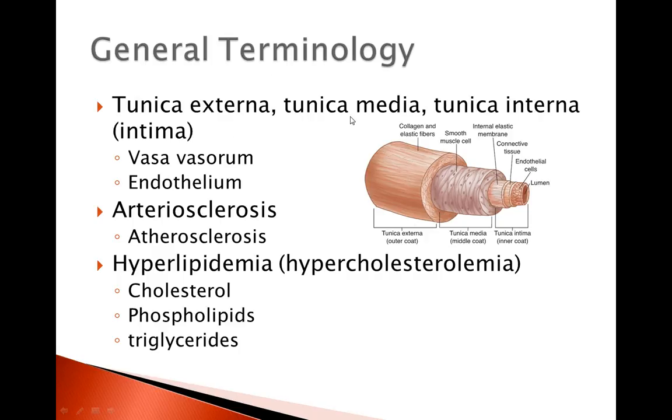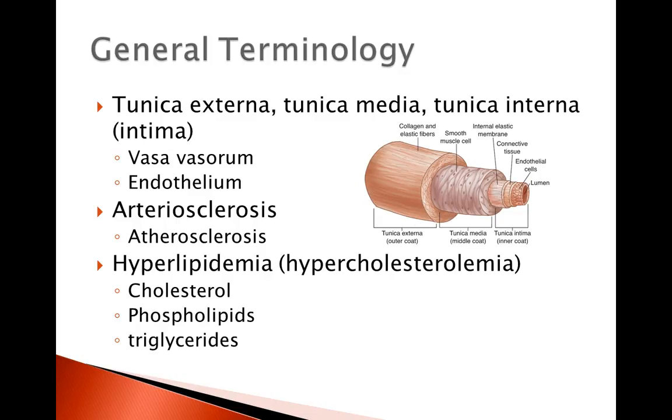Tunica media is your smooth muscle layer. Just a reminder, smooth muscle of all blood vessels receives its nervous innervation from the sympathetic nervous system, not the parasympathetic. So it's only sympathetic that can cause the vasoconstriction and vasodilation. Many hormones and things can do that, but in terms of nervous innervation, it's sympathetic.